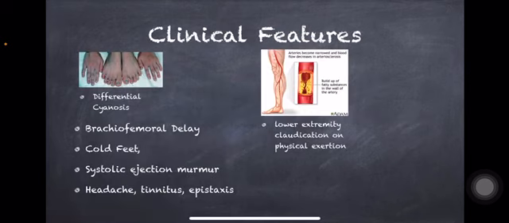Clinical features of coarctation of aorta include differential cyanosis, which is seen in the figure, that is pink upper extremities and cyanotic lower extremities. Brachiofemoral delay, that is high blood pressure in upper extremities and low blood pressure in lower extremities, is a pathognomonic sign for coarctation of aorta. Cold feet, lower extremity claudication on physical exertion, systolic ejection murmur, headache, epistaxis and tinnitus are also described as clinical features of coarctation of aorta.